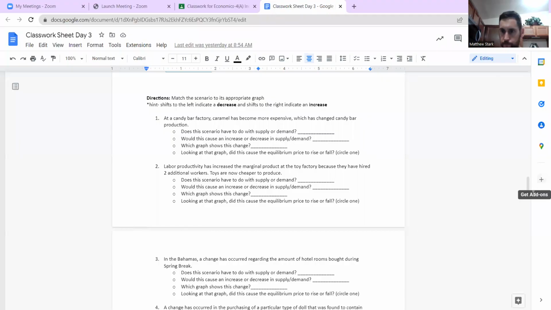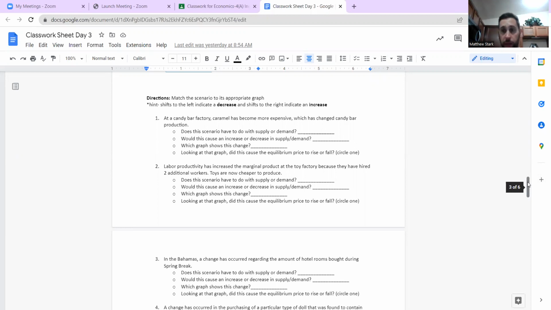So let me go ahead and share the screen with you so you can see the classwork from today. So supply, very similar to demand. Demand, price goes up, people buy less of it. Price goes down, people buy more of it. Supply is the opposite. You're thinking as a producer, you're thinking as someone who makes goods and services. So prices go up, you like that, you make more. Prices go down, you don't like that, you make less. And the graphs are very similar as well.